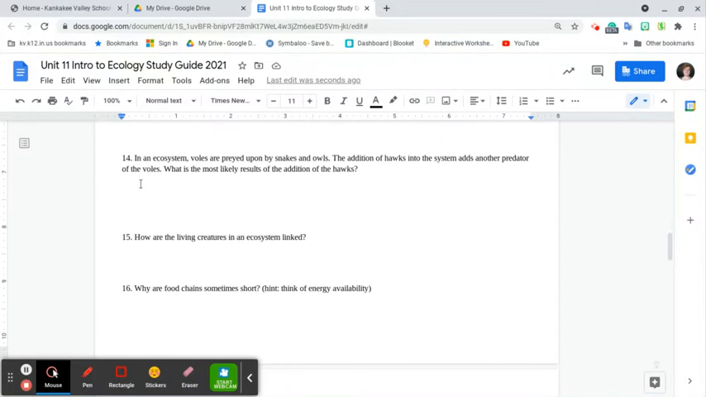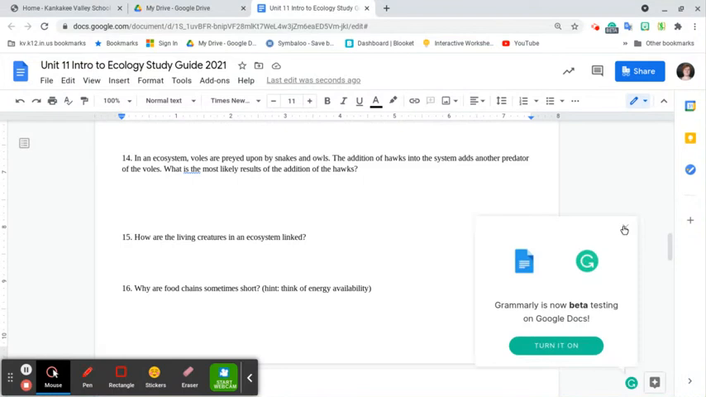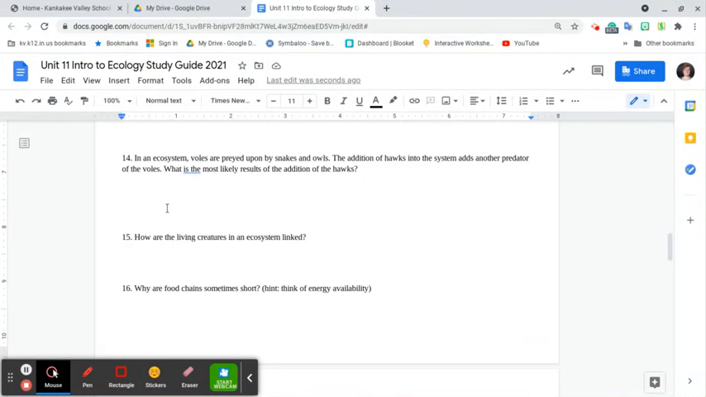In ecosystems, voles are preyed on by snakes and owls. If we add hawks, who will also eat the voles, what is going to be the likely effect of the hawks? Think about the food web game, the food fight game. What happened when you added another predator to your primary consumers? The voles are going to go really, really low. But then the snakes and the owls are also going to decrease, because you have to balance the whole ecosystem back out again.